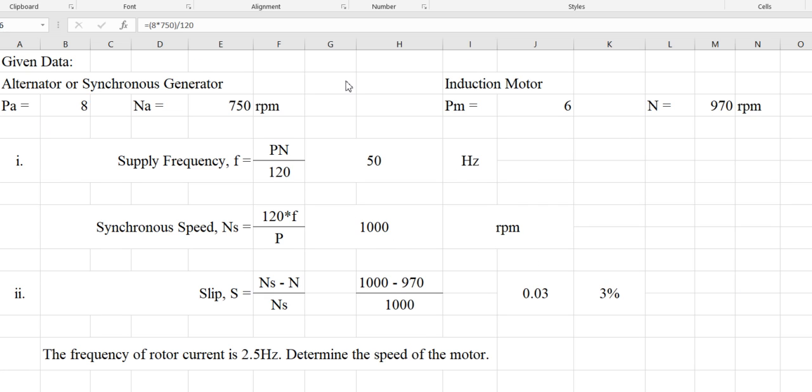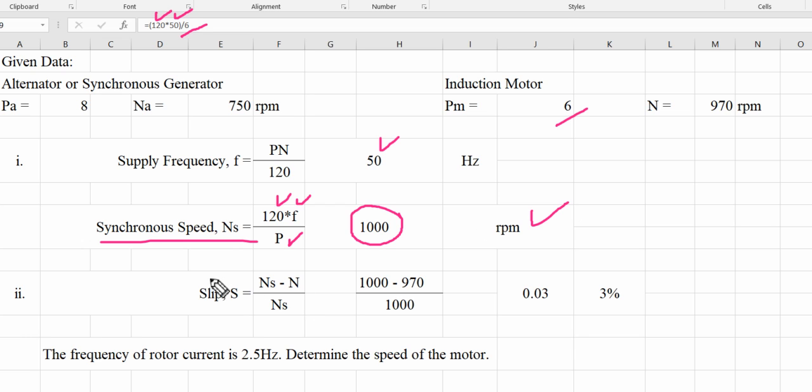Then I need to evaluate the synchronous speed, that is Ns. Ns is equal to 120f divided by P. The number of poles in the induction motor is given. So 120, the frequency is 50, which we already evaluated, divided by the number of poles in the induction motor, which is 6. So 120f divided by P, and I will get a value of around 1000 rpm.